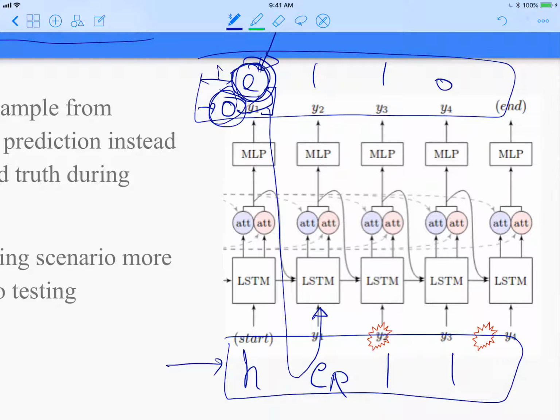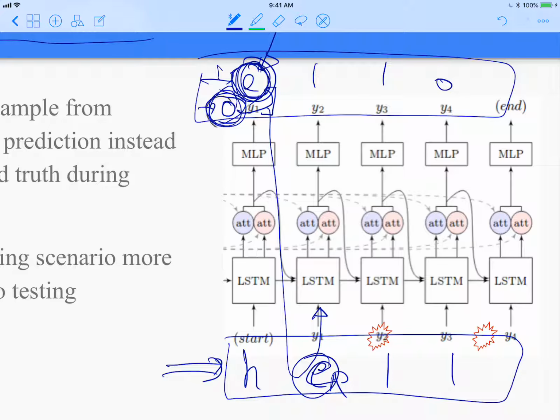So this default way of doing the training is to supply the ground truth information, regardless of whether we predicted correctly or not, right? So the input will always be the ground truth input. I mean, the ground truth output in the previous time step.